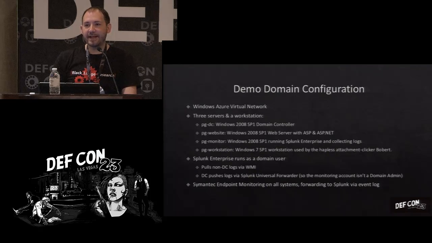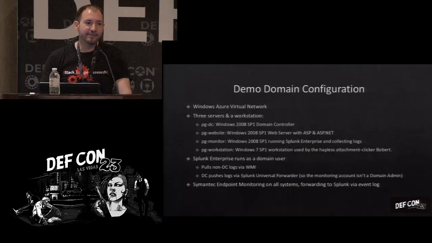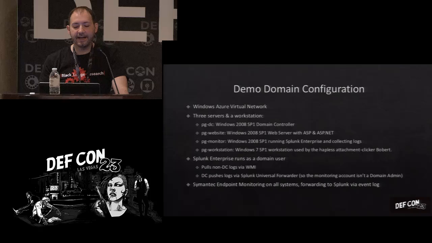So I've set up a demonstration domain to be able to walk through the attacks and defenses. And I set it up as a Windows Azure virtual network. It's got 3 servers and a workstation, a domain controller, a web server, a Splunk enterprise server, and a workstation used by the hapless attachment clicker Bobbert, who is going to be running our Trojans.